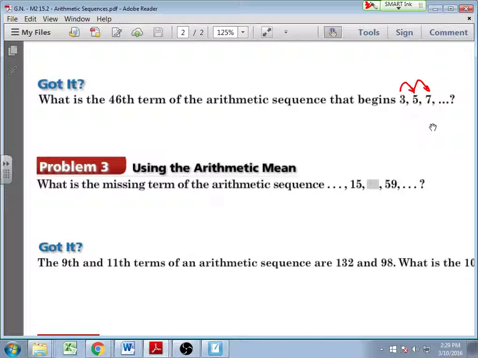All right, who's got my function rule here? Somebody I haven't talked to yet. What is it?